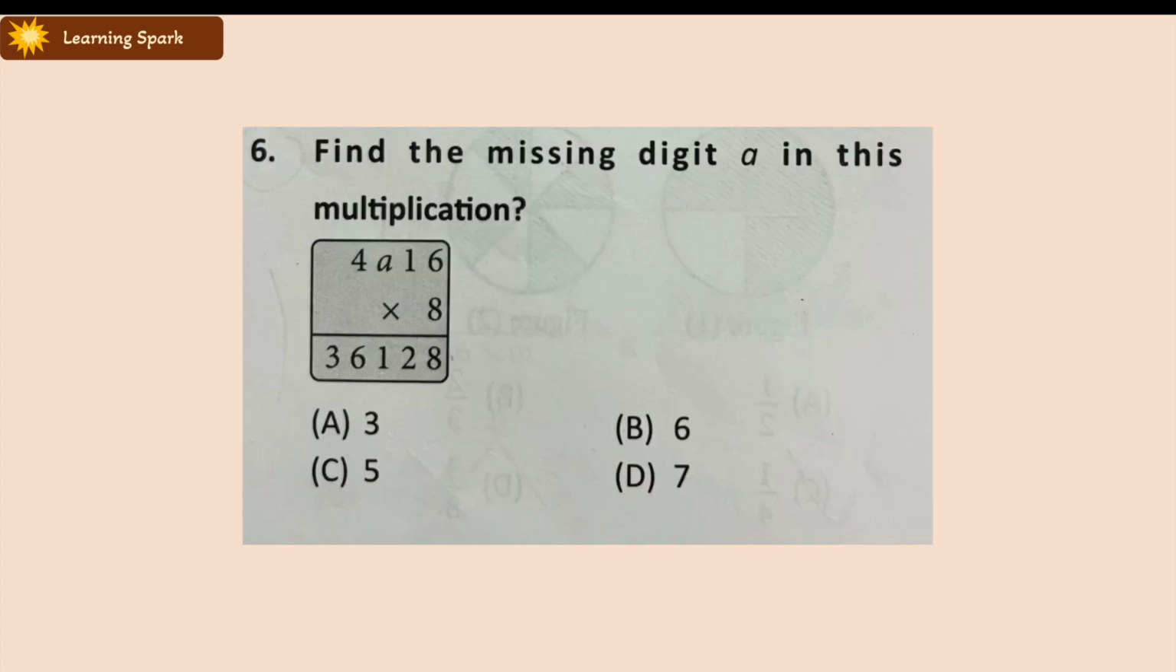Question number 6 is on your screen now. So let's work out this together. So in this question we see that there is a number which is 4A16. There is an unknown digit here, and which is multiplied by 8 to get another number. Okay, and then the question is, what is this unknown digit? Okay, now let's start with this.